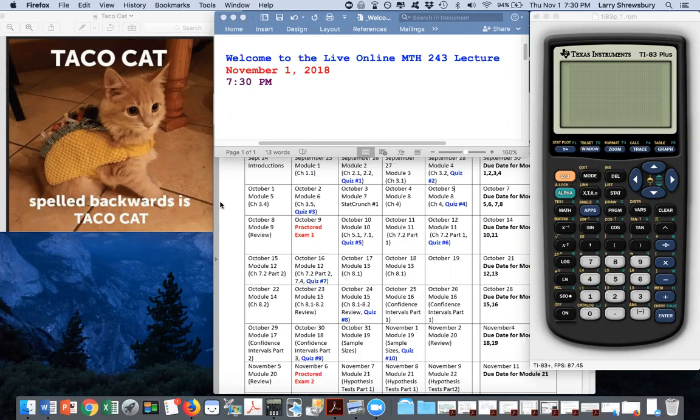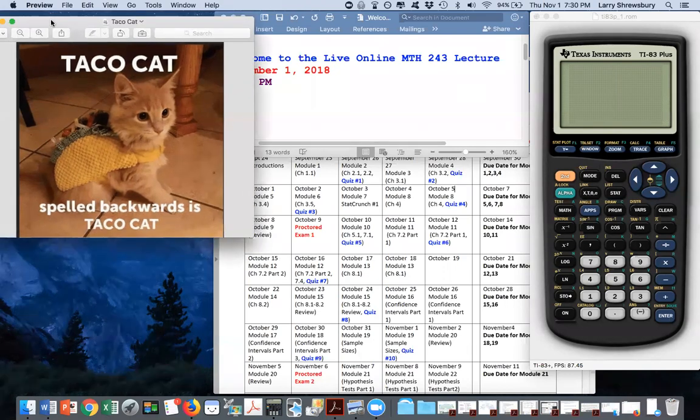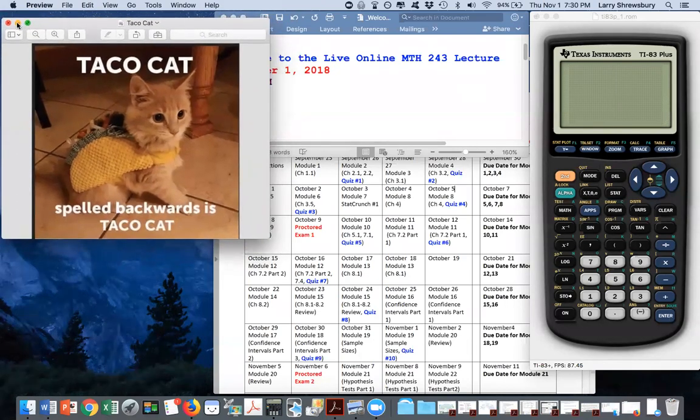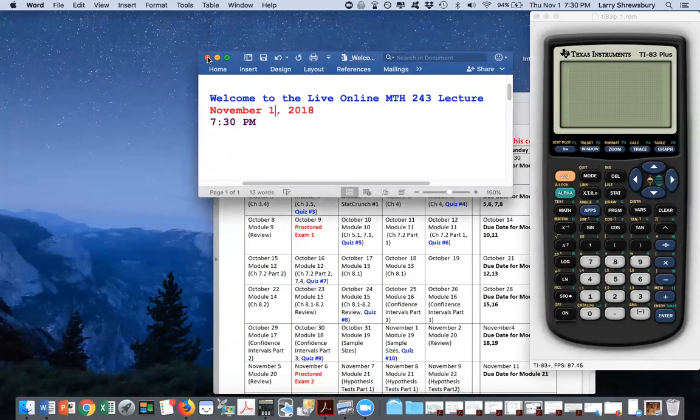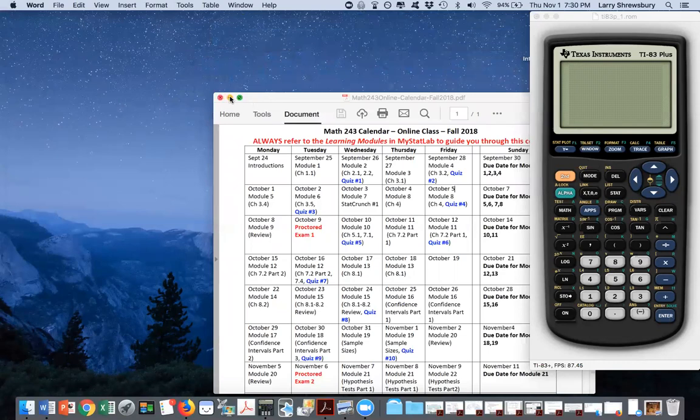All right, let's go ahead and put this little kitty cat down, all dressed up in the spirit of Halloween, and get rid of this little heading and set our little calendar.